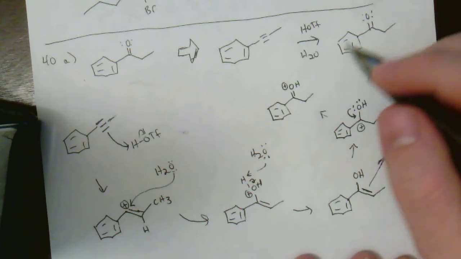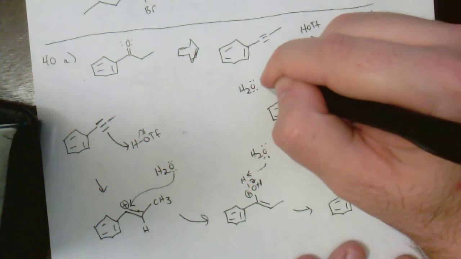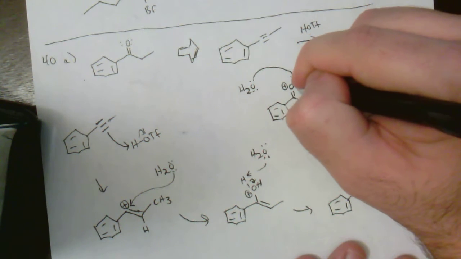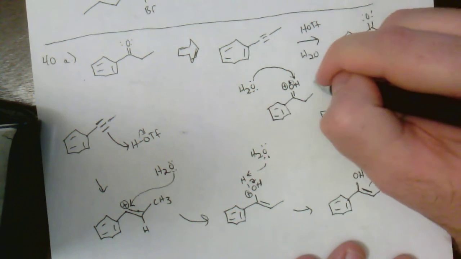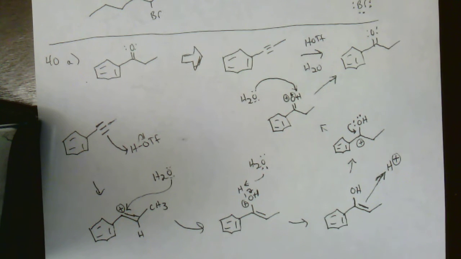Okay, and then this will finally just get deprotonated by another water molecule to give us our product. Okay, so kind of a long mechanism. The tautomerization part takes several steps, but that's how we end up with a ketone.